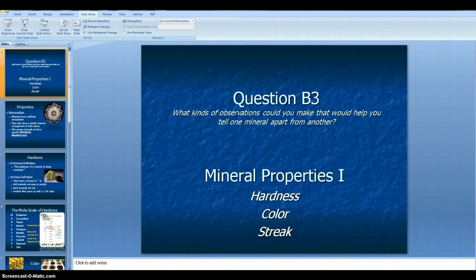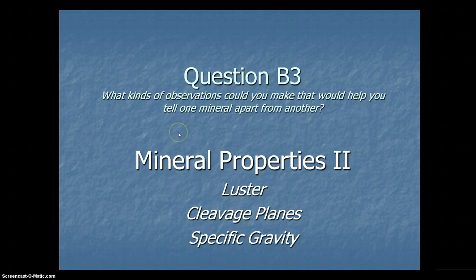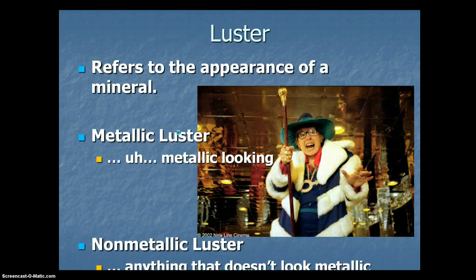Let me show you the next three that we handled on the next day after we practiced a few of them. Here we're talking about three more. So now next we're looking at luster, cleavage planes, and specific gravity. So when it comes to luster, luster is the appearance of a mineral, and it comes down to two different choices. You either have a metallic luster, which, well, means that it's metallic looking, or non-metallic luster, which is anything that does not look metallic.